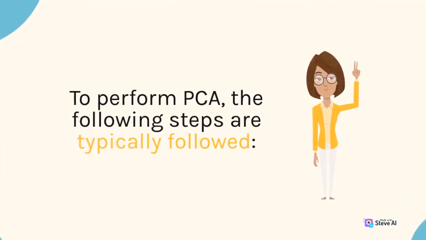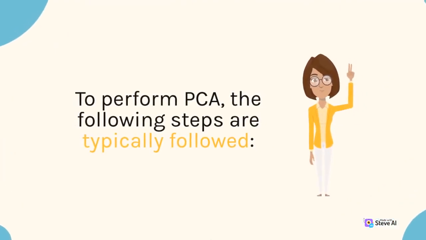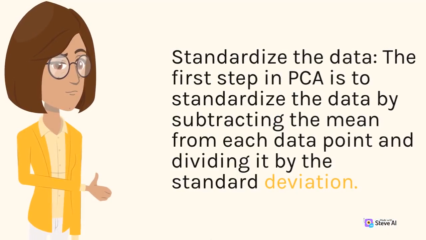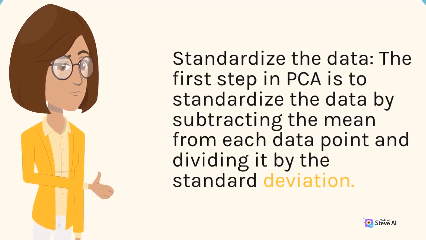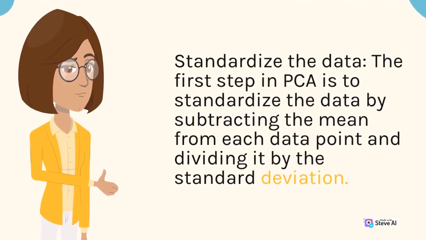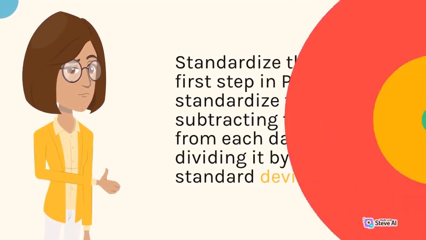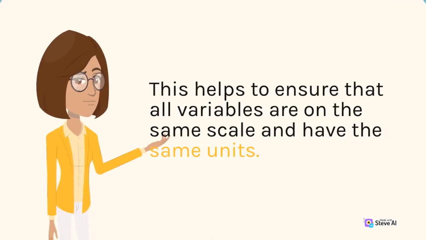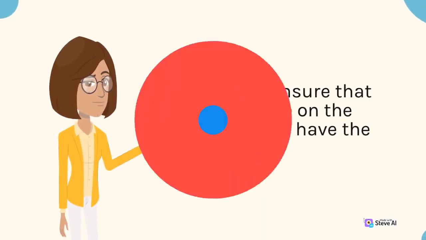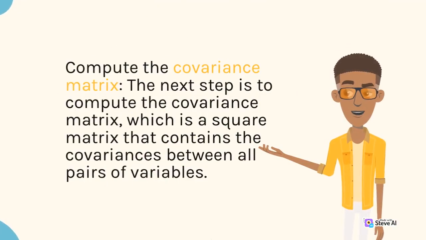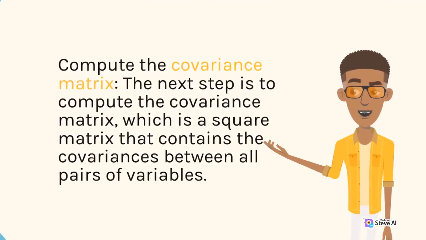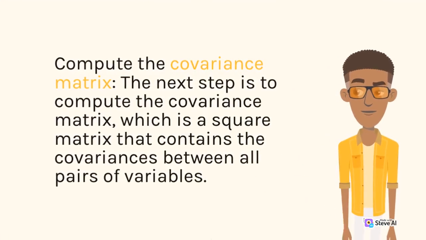To perform PCA, the following steps are typically followed. Standardize the data. The first step in PCA is to standardize the data by subtracting the mean from each data point and dividing it by the standard deviation. This helps to ensure that all variables are on the same scale and have the same units. Compute the covariance matrix. The next step is to compute the covariance matrix, which is a square matrix that contains the covariances between all pairs of variables.